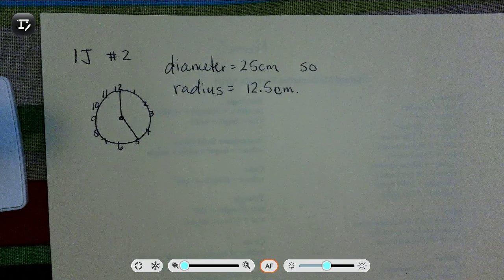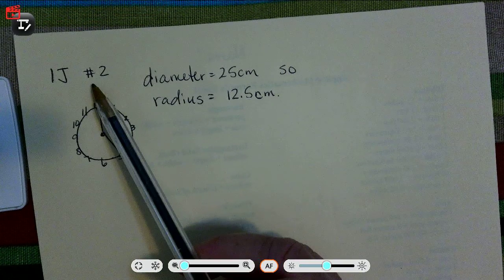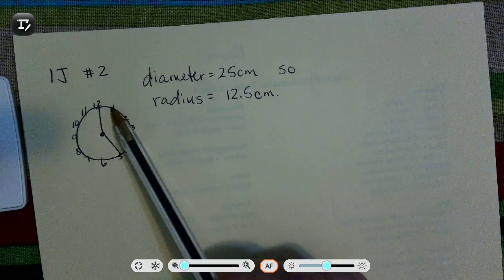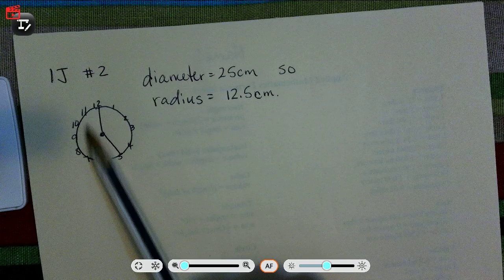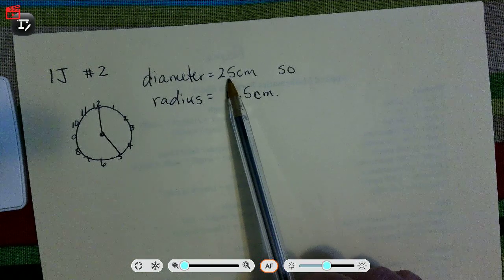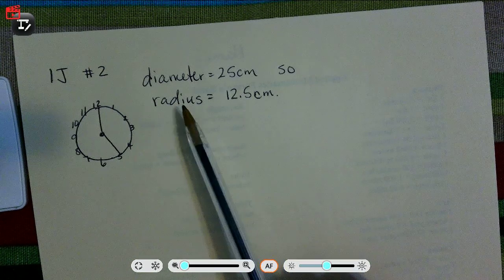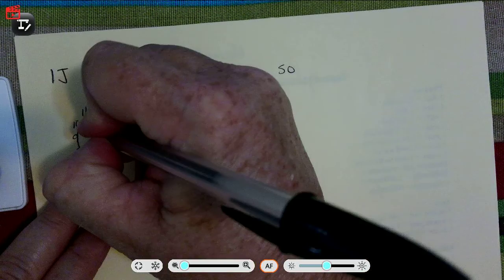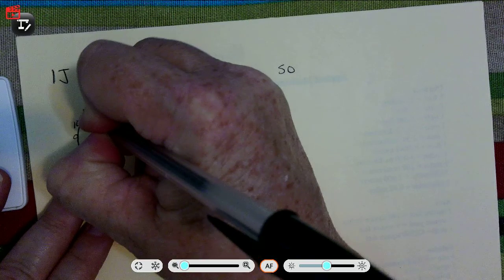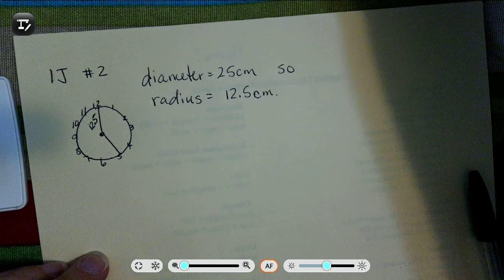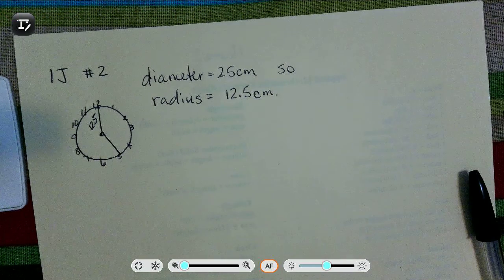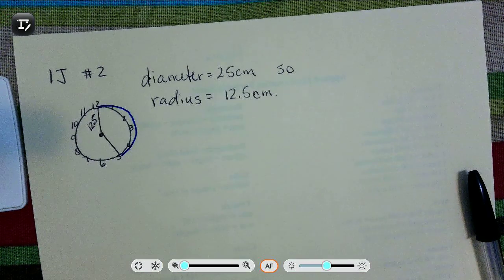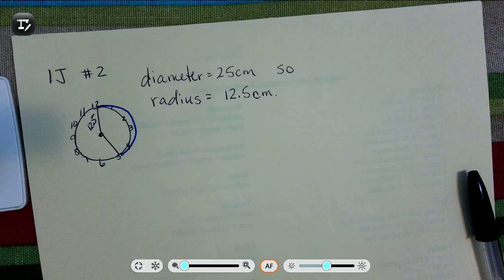All right, so here is problem 1J, number 2. And we have the clock, and if you think about the clock, 1, 2, 3, going around the clock. You're told that the diameter is 25 centimeters, so the radius would be half of that, which is 12.5 centimeters. So that's what this part here would be. And we are asked to find what is the length of this arc of this clock going from 12 to 5. So that's what we're looking to do.